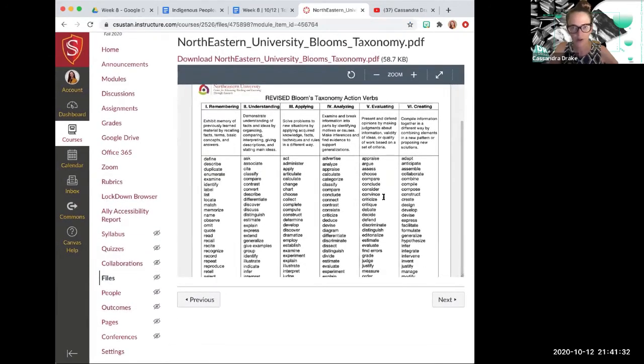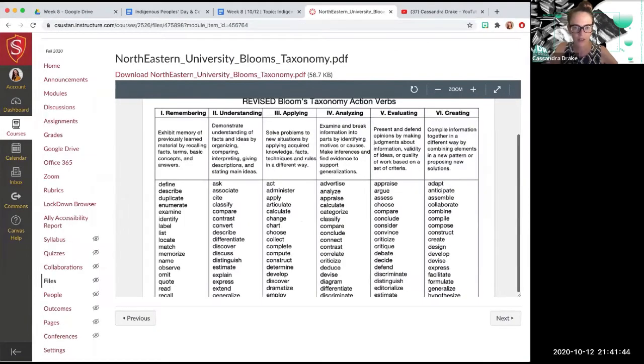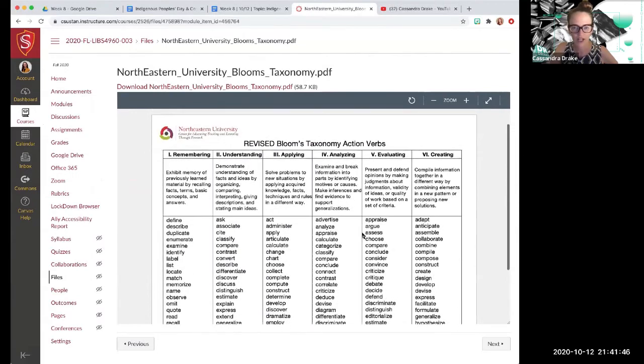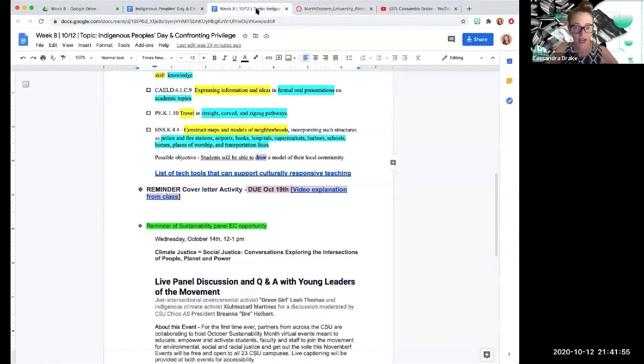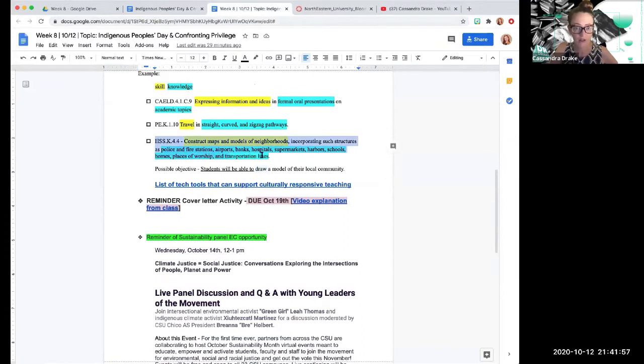So essentially, folks, when you're writing an objective, you need to use, like I said, a measurable verb. And here is where you can actually find the measurable verbs that you need to write your objectives. So you can see here, my kindergarten standard was construct maps and models of neighborhoods. This is the skill that a student is needing to learn regarding this standard.